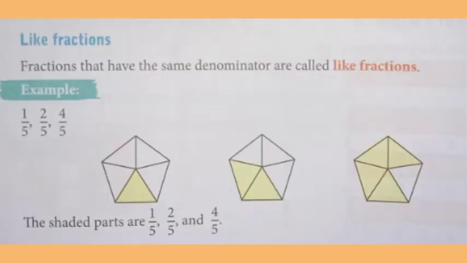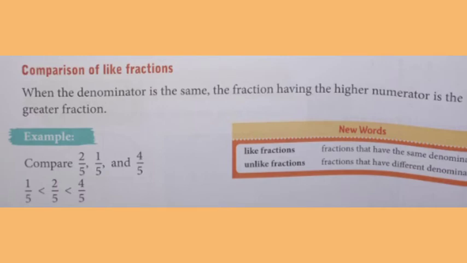Like fractions. Fractions that have the same denominator are called like fractions. Example: 1/5, 2/5, 4/5. The shaded parts are 1/5, 2/5 and 4/5. Comparison of like fractions. When the denominator is the same, the fraction having the higher numerator is the greater fraction. Example: compare 2/5, 1/5 and 4/5. Here 1/5 is less than 2/5, which is less than 4/5.